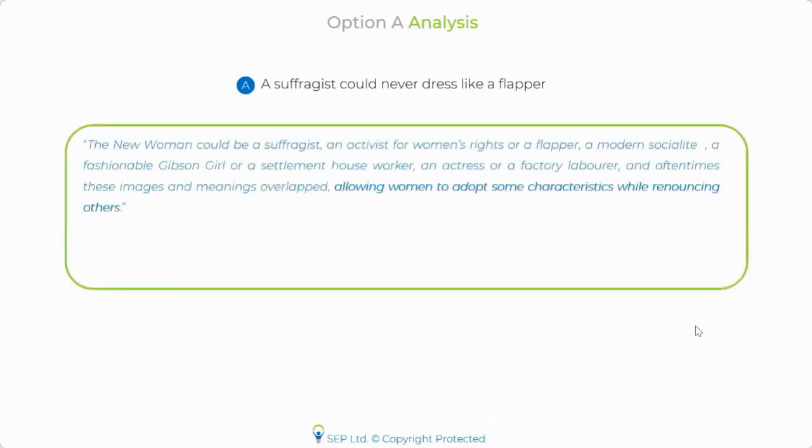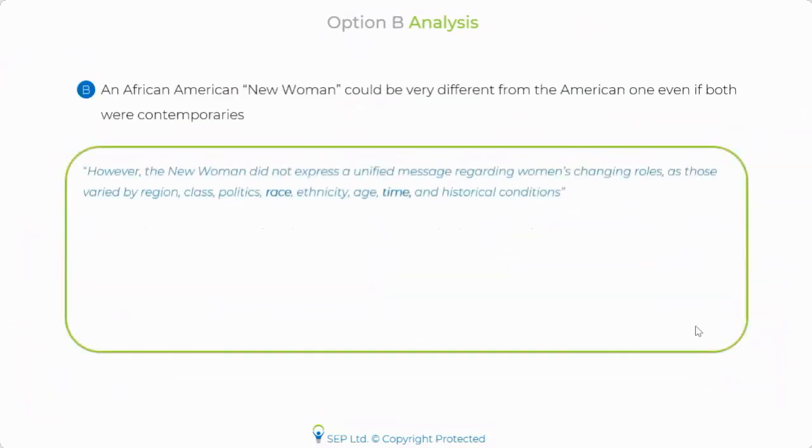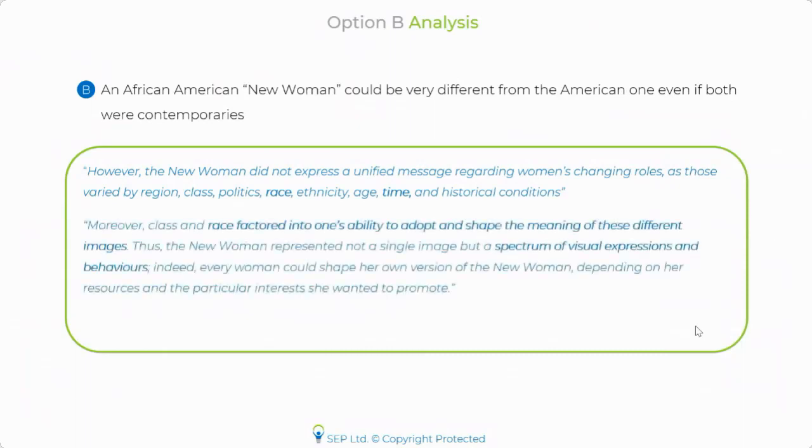We can eliminate this because clearly we are talking about overlapping images. So this is quite the opposite of the given information. B, an African American woman. So we're talking about an American woman of a different origin, which could be very different from the American one. Even if both were contemporary, so even if both belong to the same time, they could be very different. Yes, they could, since the new woman did not define any one single image. So this choice can definitely be inferred.